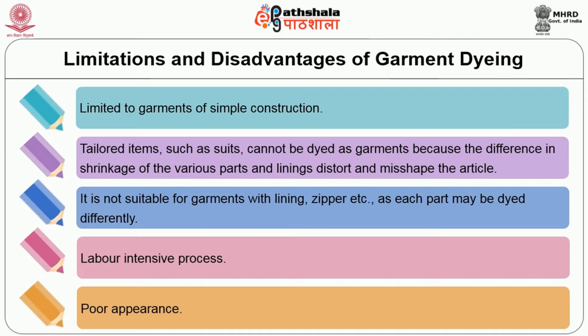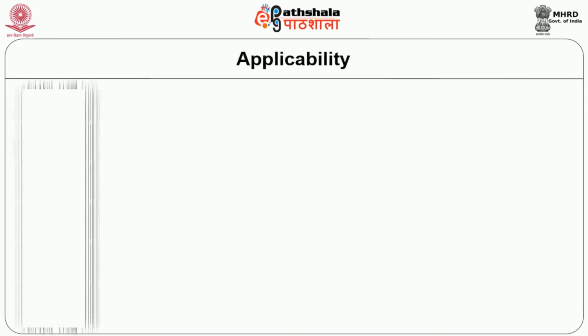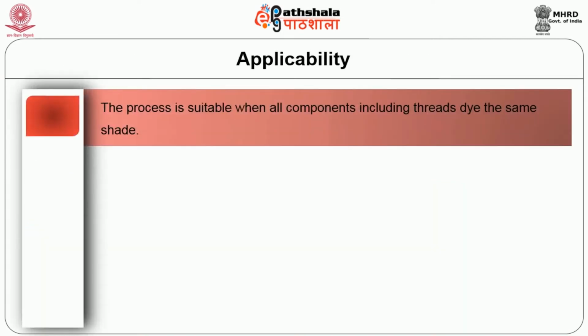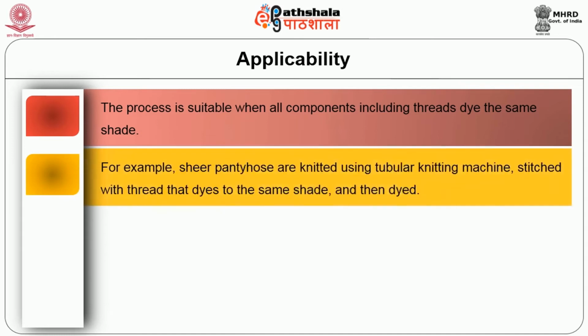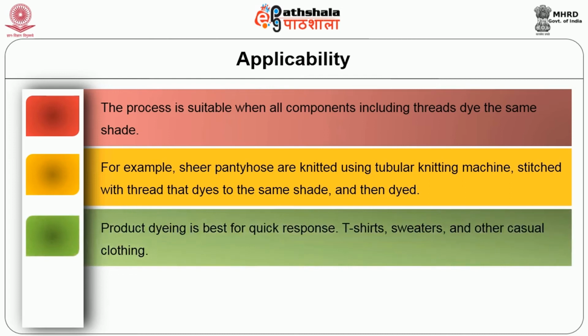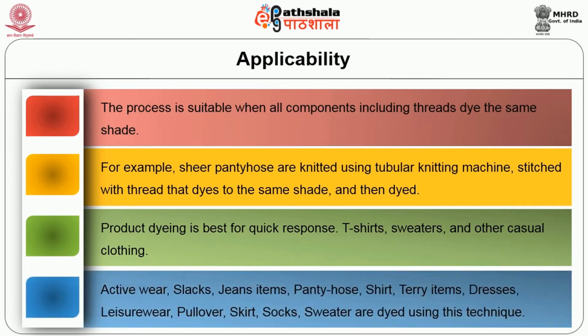Applicability: the process is suitable when all components including threads dye the same shade. For example, sheer pantyhose are knitted using a tubular knitting machine, stitched with thread that dyes to the same shade, and then dyed. Product dyeing is best for quick response t-shirts, sweaters and other casual clothing. Activewear, slacks, jeans items, pantyhose, shirts, terry items, etc. are dyed using this technique.